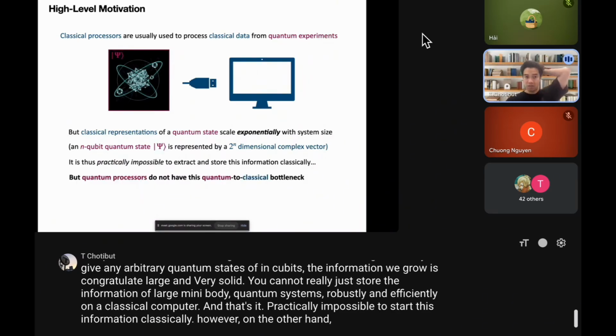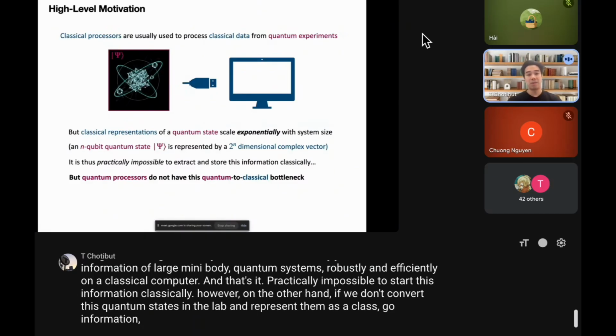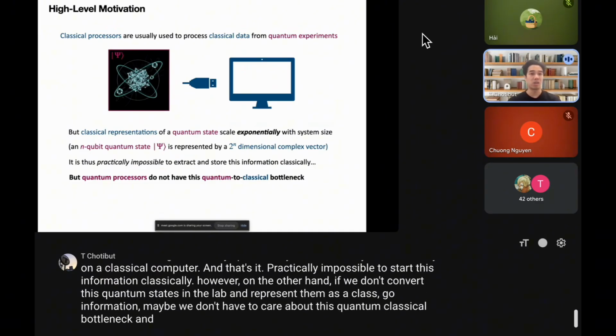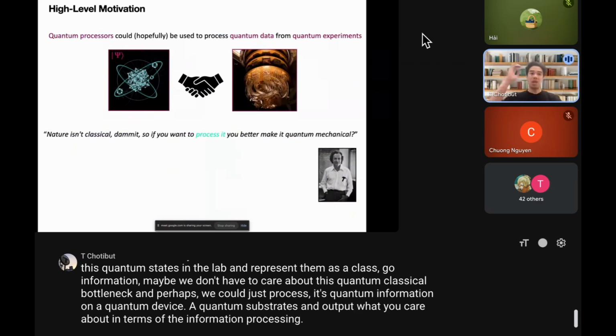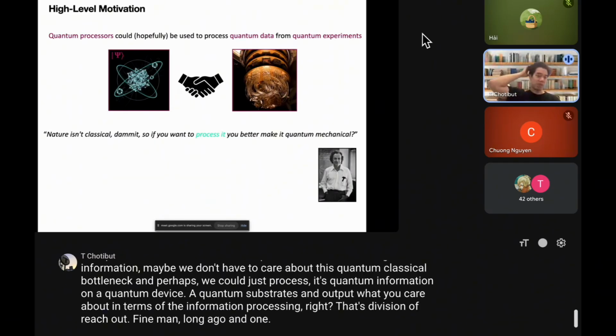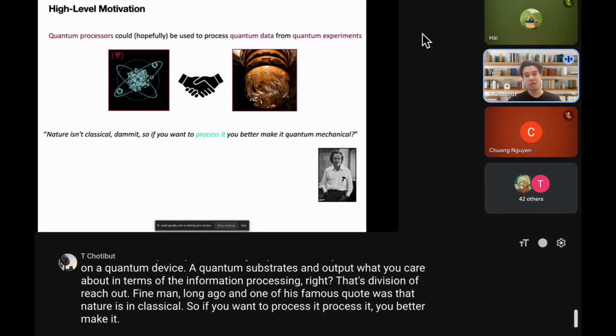However, on the other hand, if we don't convert these quantum states in the lab and represent them as classical information, maybe we don't have to care about this quantum-classical bottleneck, and perhaps we could just process this quantum information on a quantum device, a quantum substrate, and output what you care about in terms of the information processing, right? But that's the vision of Richard Feynman long ago, and one of his famous quotes was that nature isn't classical, so if you want to process it, you better make it quantum mechanical.